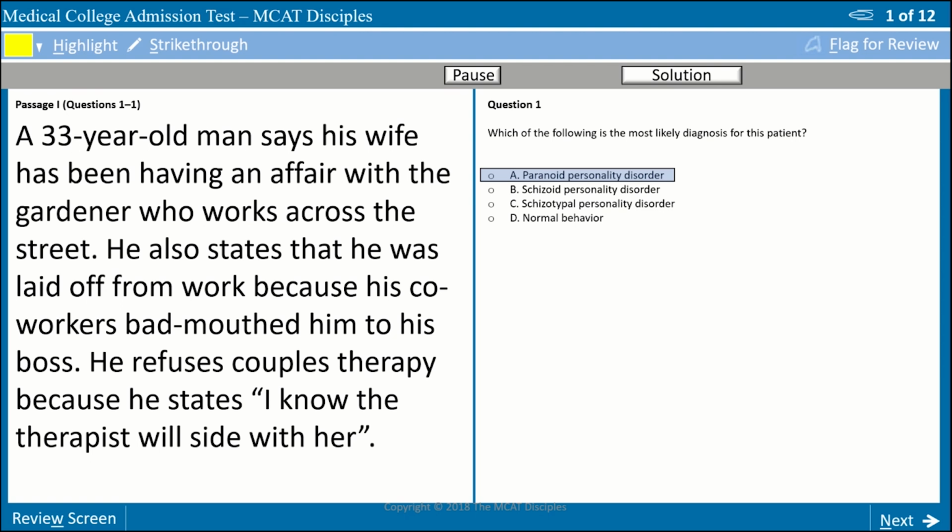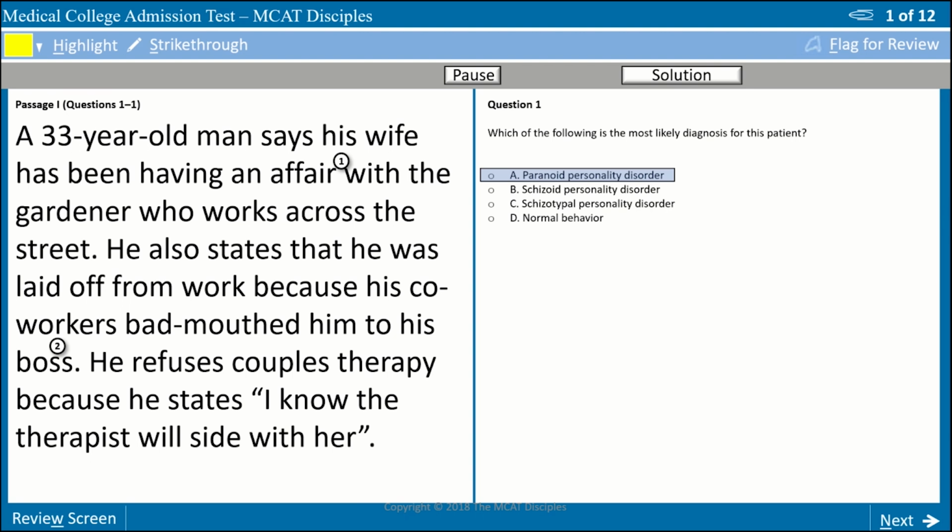If we think about what the definition of paranoia is, which is an unrealistic distrust of others or a feeling of being persecuted, this patient is really demonstrating that. He thinks his wife is having an affair with a gardener. Okay, that might be true, but we keep reading. He thinks that he was laid off from work not because of something he did at work or that he was doing his job poorly, but because other people were bad-mouthing him. So he had this unrealistic distrust of other people.